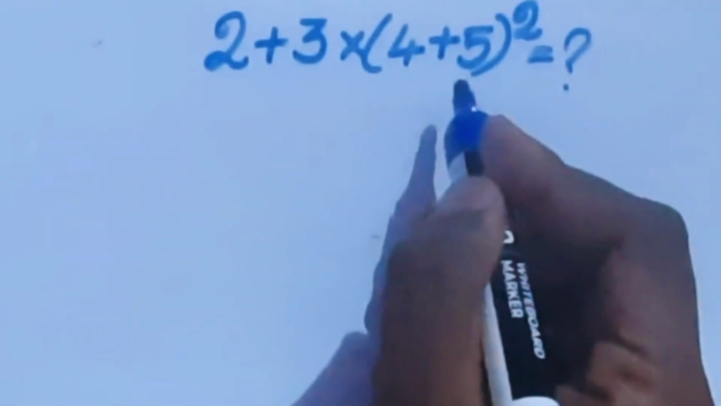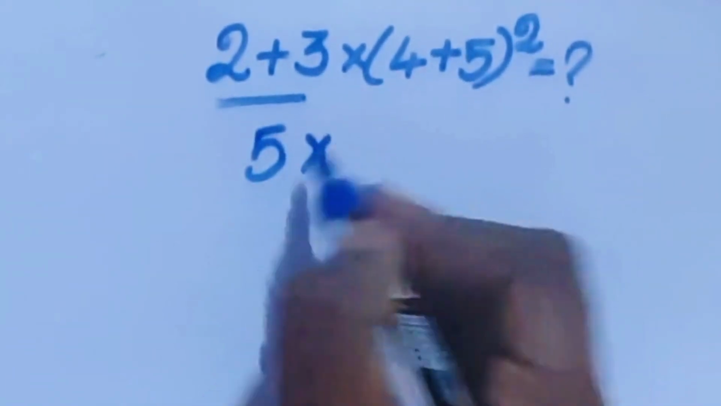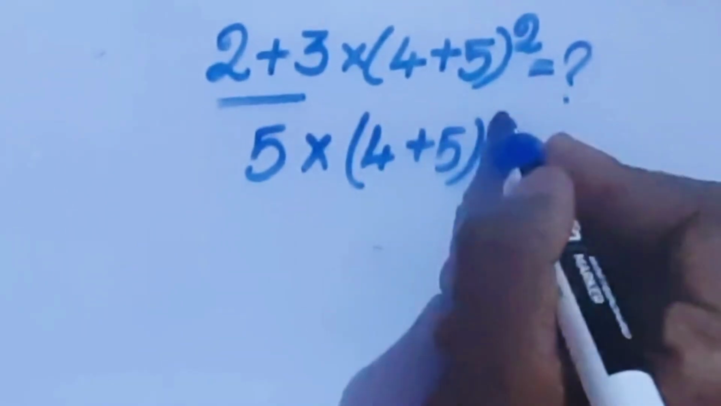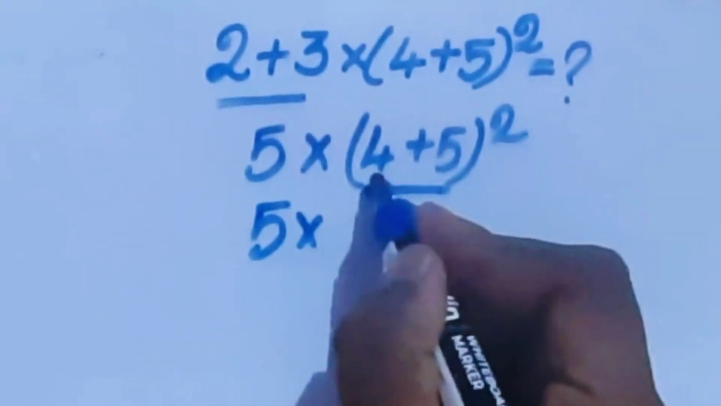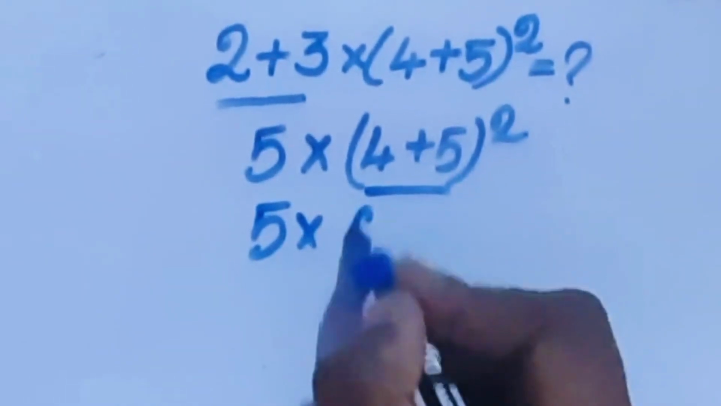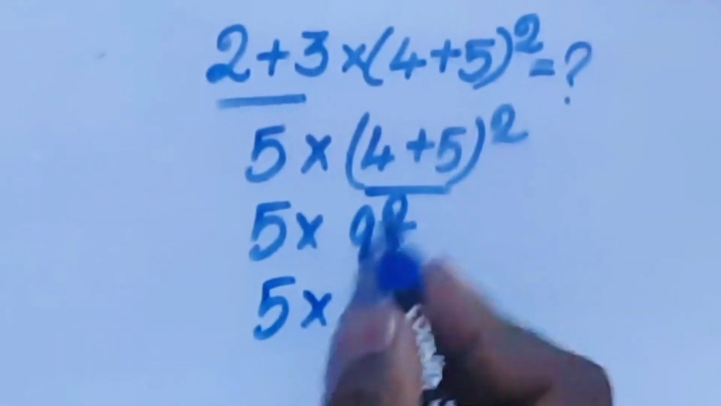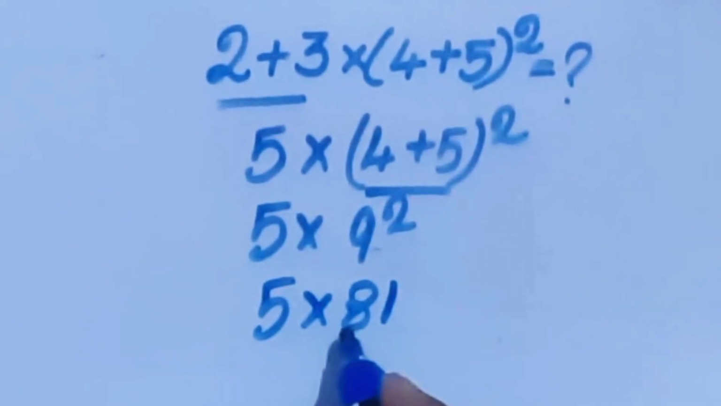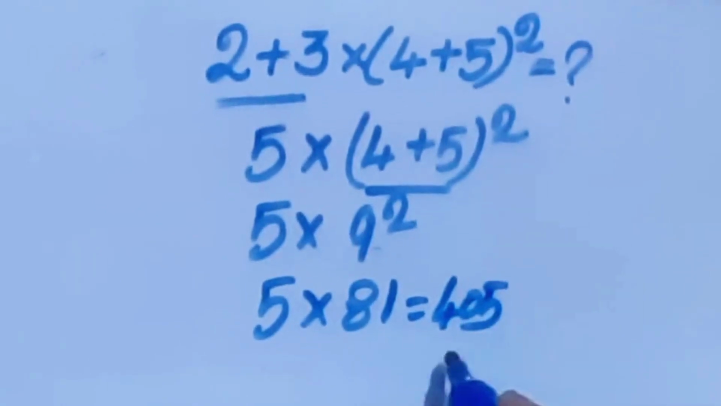Hi guys, most of them get the answer 405 for this problem. Wrong order here. 2 plus 3 is 5, times 4 plus 5 in brackets, whole power 2. Here 5 times 4 plus 5 is 9 to the power of 2. Here 5 times 9 squared is 81. Here 5 times 81 is 405, which is the wrong answer.